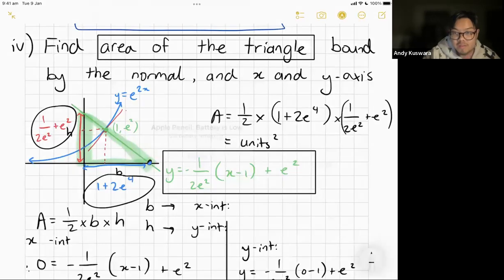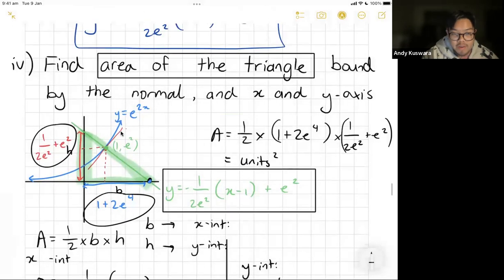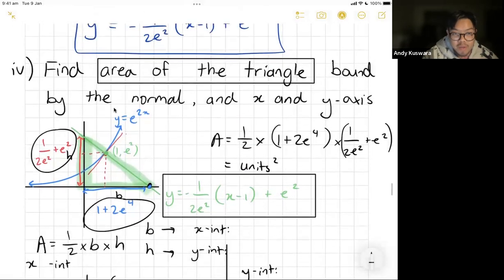Okay, and just double checking, good timing by the way. We've found the area of the triangle that's bound by the normal, which we've shown here, and the x and y axis. So there's the x axis, there's the y axis, there's our nice right-angled triangle. Hopefully that helps, and I'll catch you guys in the next one.